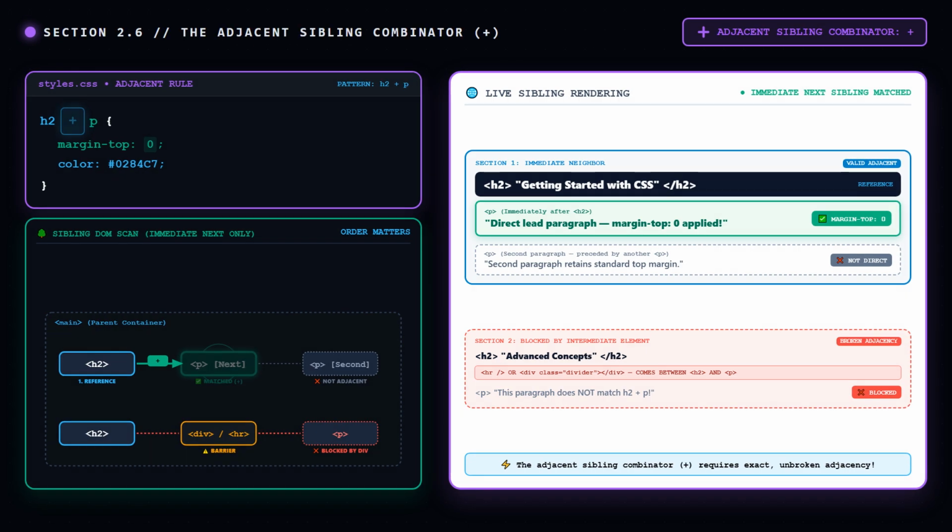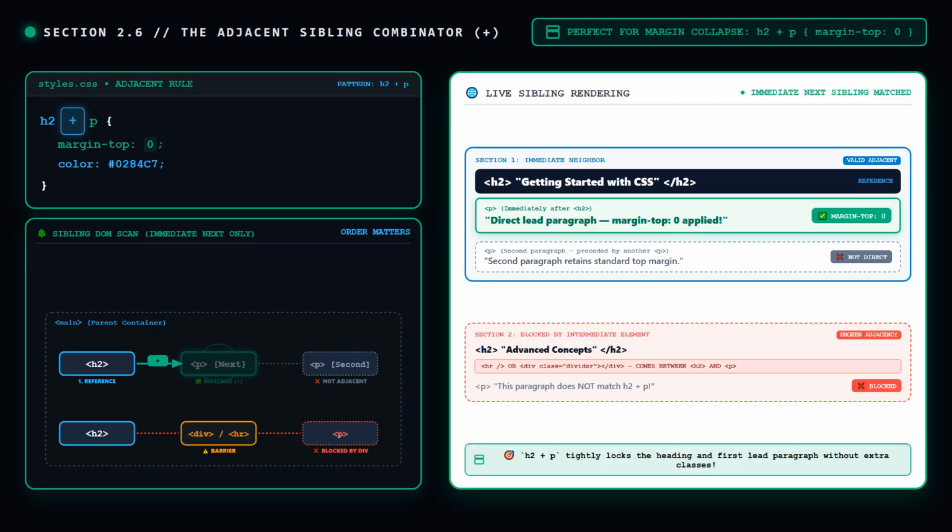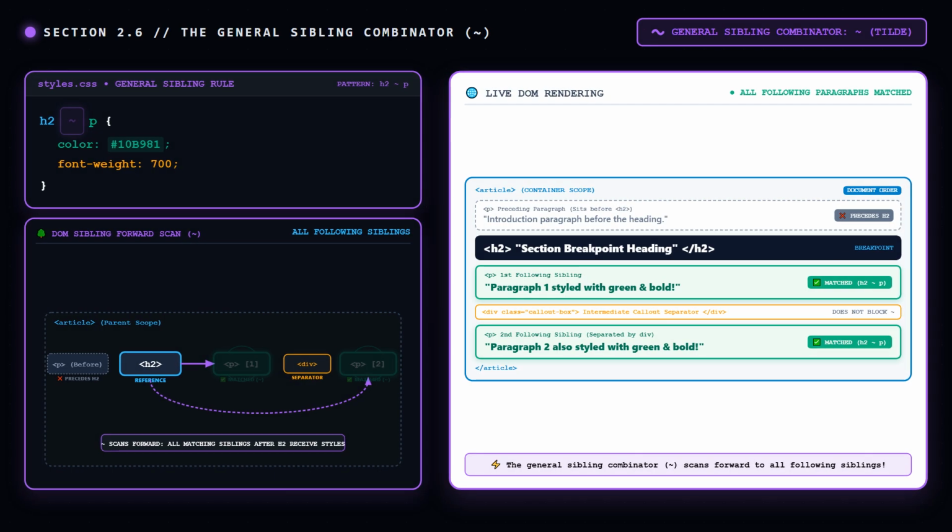The adjacent sibling combinator, written as a plus sign, selects the element that comes directly after a specified sibling. The pattern h2 plus p means find every h2, and if the very next sibling element is a p, style that p. The two elements must share the same parent, and the second element must be the immediate neighbor. No other element can come between them. This is perfect for removing unnecessary top margins on a paragraph that directly follows a heading, or for styling the first list item differently.